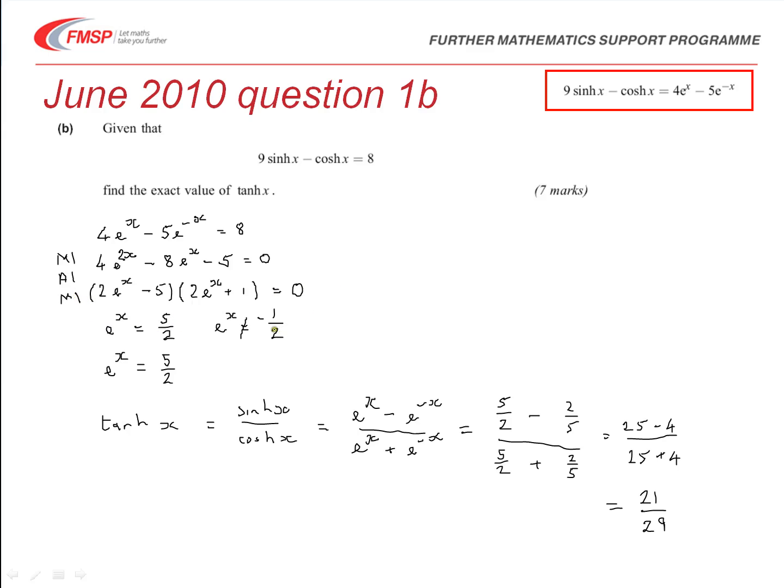Realizing that e to the x equals -1/2 is not a possible answer gives you a mark, and again an accuracy mark for obtaining the other value. So that's 5 marks, so we've got 2 marks left. So a method mark in here for realizing how you're going to find the value of tan x, using sinh over cosh, and then obviously working down through to this to get an equivalent fraction for this answer will give you your final and 7th mark.